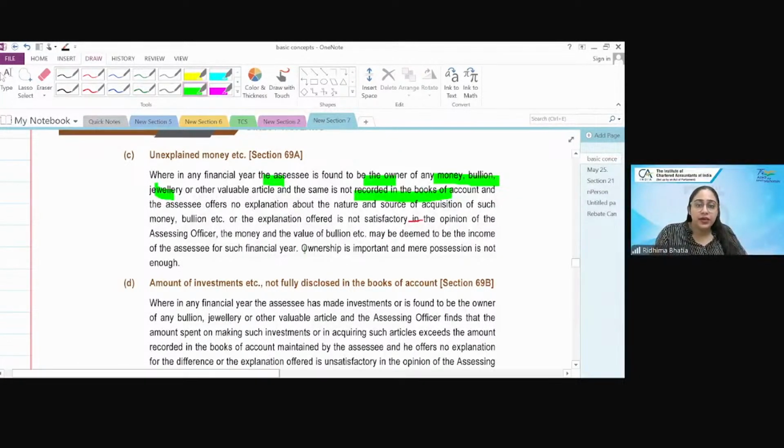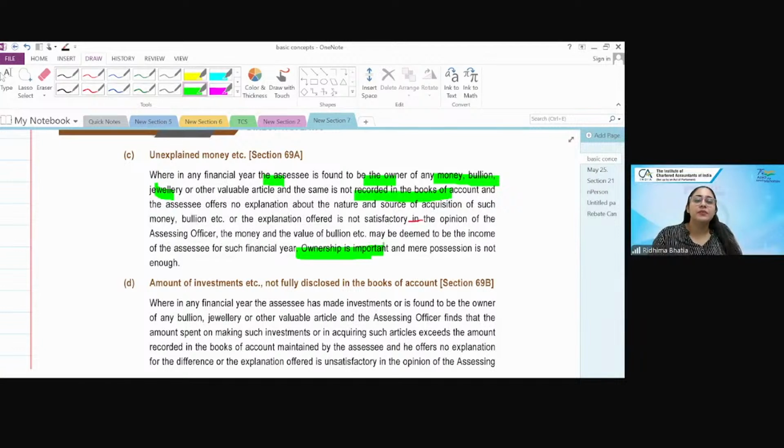Again, the important criterion is ownership. It is not that because it is in your possession, you are the owner. No, ownership has to be proven, and then once it is proven you have to tell what is the nature and source. If no satisfactory explanation, it is considered as income.